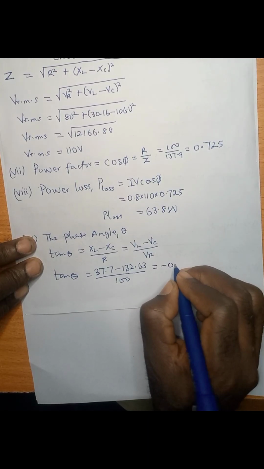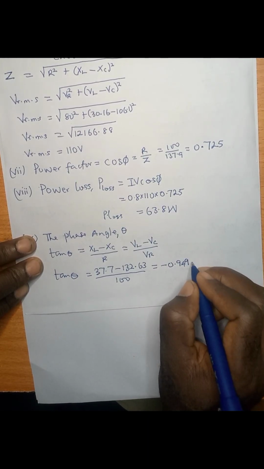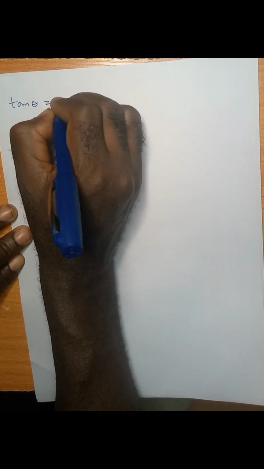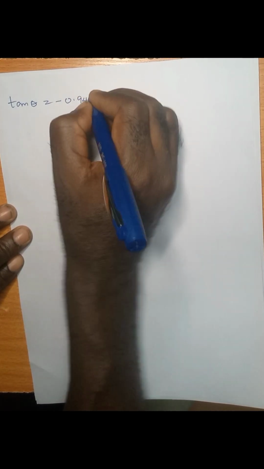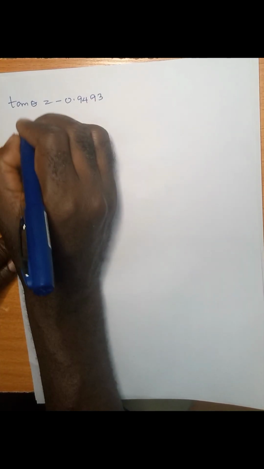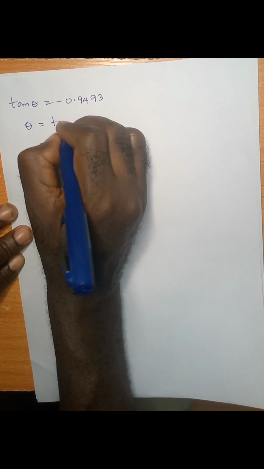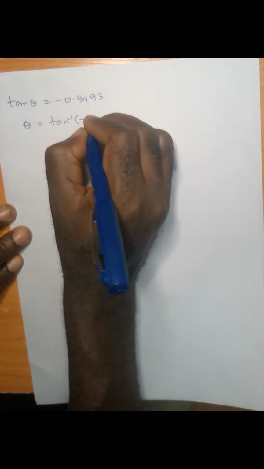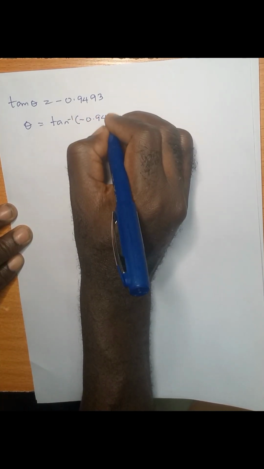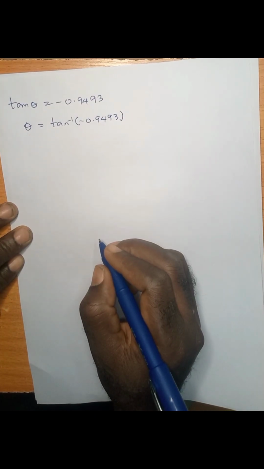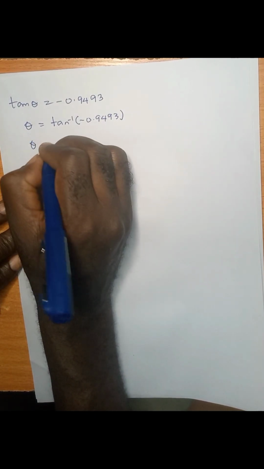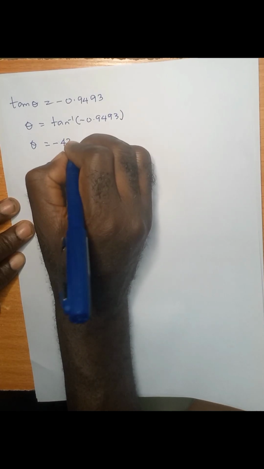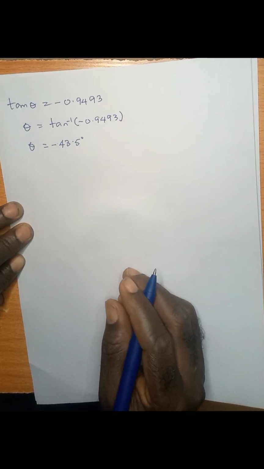This gives minus 0.9493. That is, tan theta is equal to minus 0.9493. Then theta will be tan inverse of minus 0.9493. When we press our calculator, we get theta equal to minus 43.5 degrees. Now the question is, are we going to leave our answer like this?